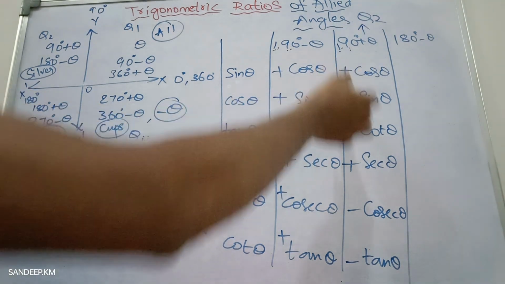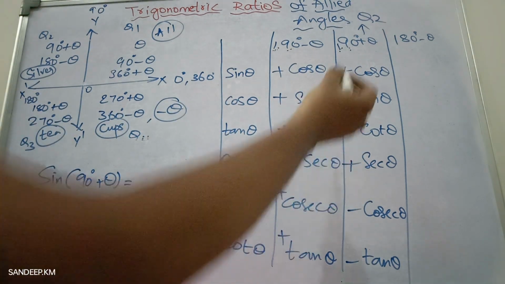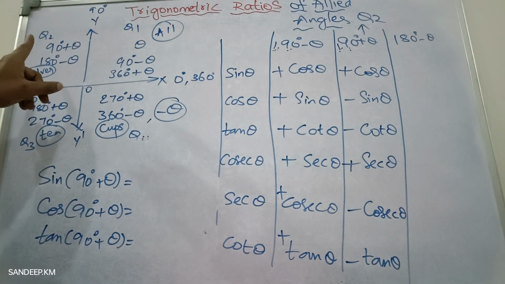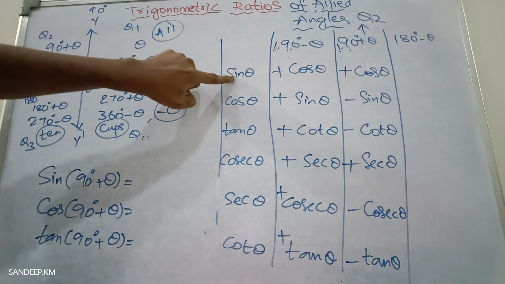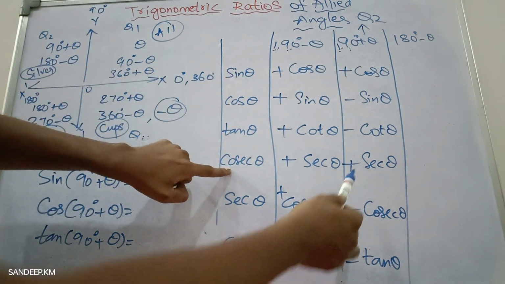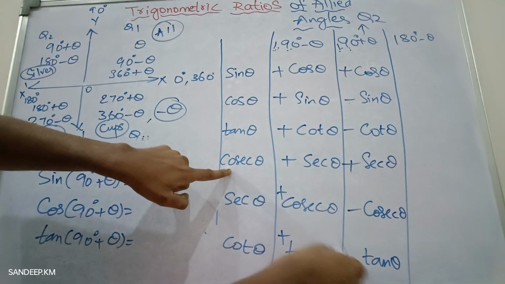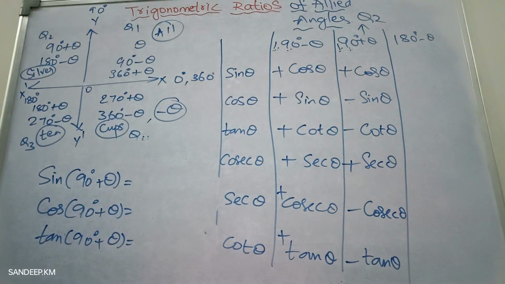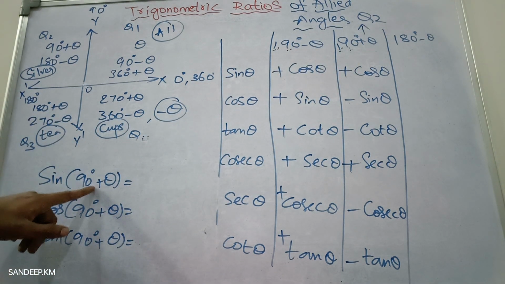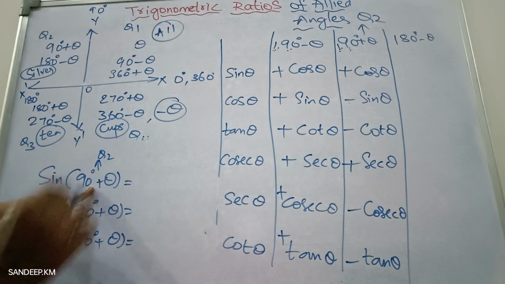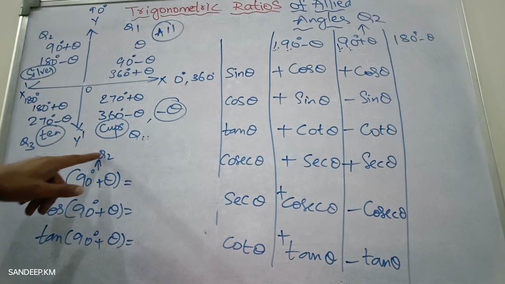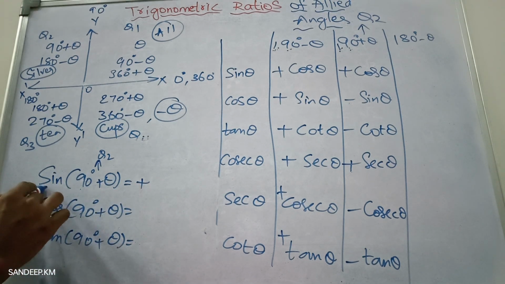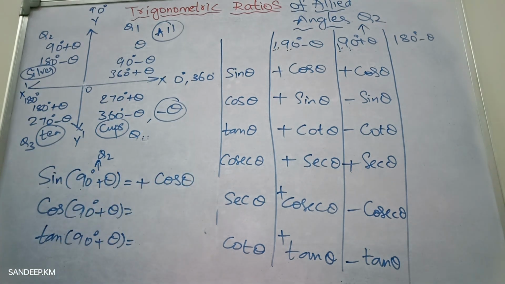So we have decided the signs. How did we decide the signs? Because 90 plus theta is an angle in the second quadrant, and in the second quadrant only sin theta and its reciprocal cosec theta are positive. The remaining four trigonometric ratios are negative. Next, it is an odd multiple of 90, so there is a change. So 90 plus theta is an angle in the second quadrant, sin is positive there, and since it is an odd multiple of 90, sin becomes cos.